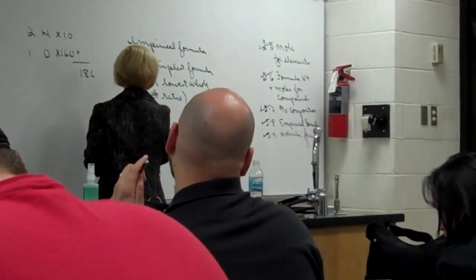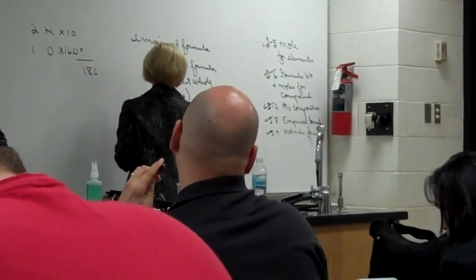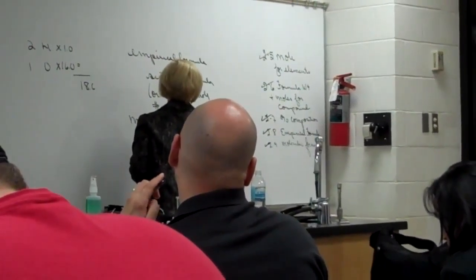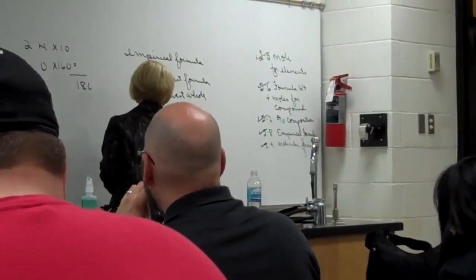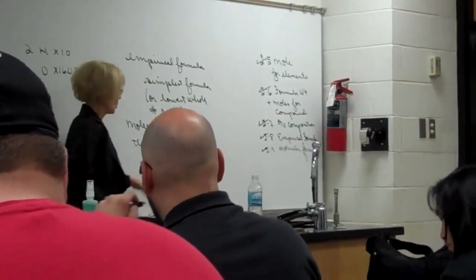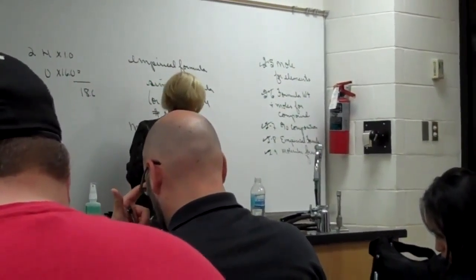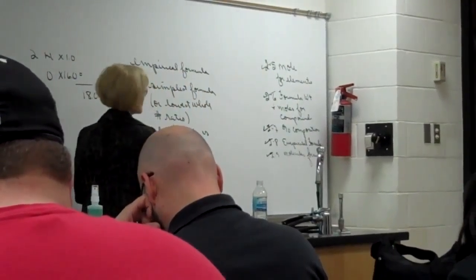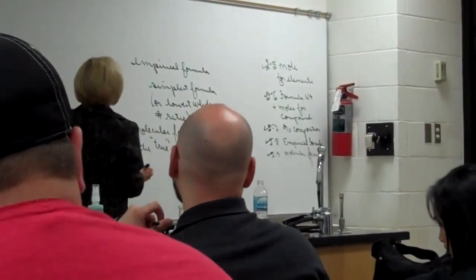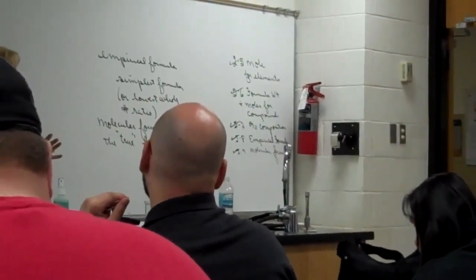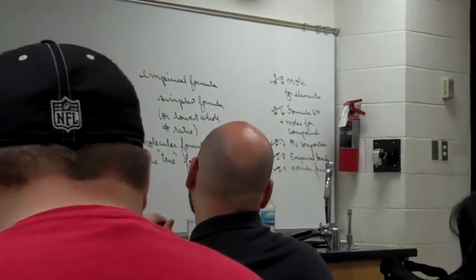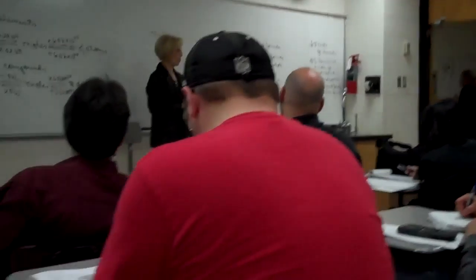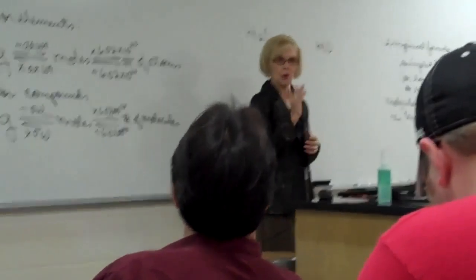Now, where the molecular formula is the so-called true formula. Let me give you an example. If I took some hydrogen peroxide to the lab, pure stuff, and I analyzed it, I would find it's one H and one O. Okay, it's 1 to 1.